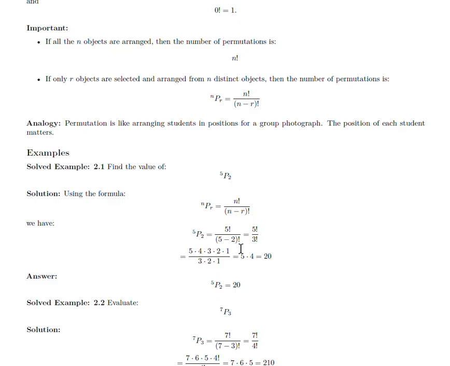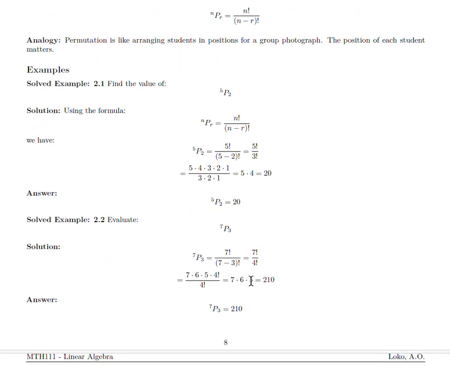5 factorial at the numerator is 5 times 4 times 3 times 2 times 1. At the denominator, we have 3 times 2 times 1. 3 times 2 times 1 can cancel 3 times 2 times 1 at the numerator. So the numerator will be left with 5 times 4, which is 20. So 5 permutation 2 is 20 at the end of the day.